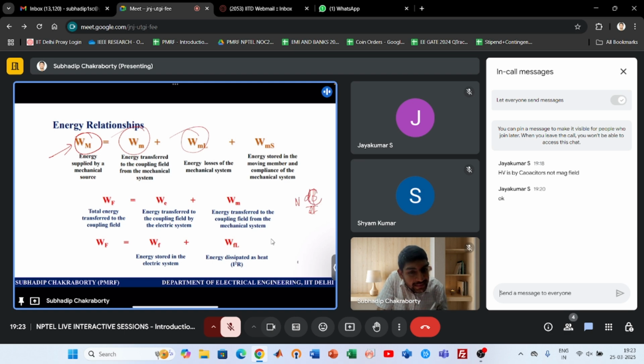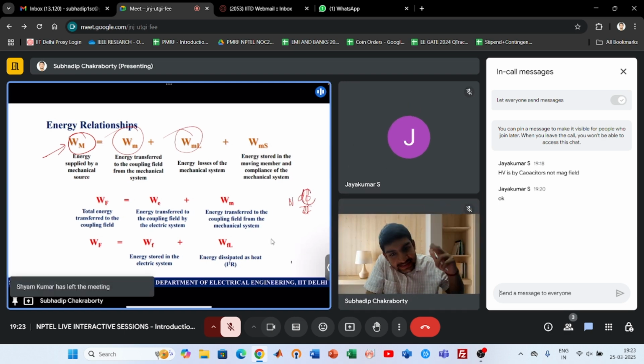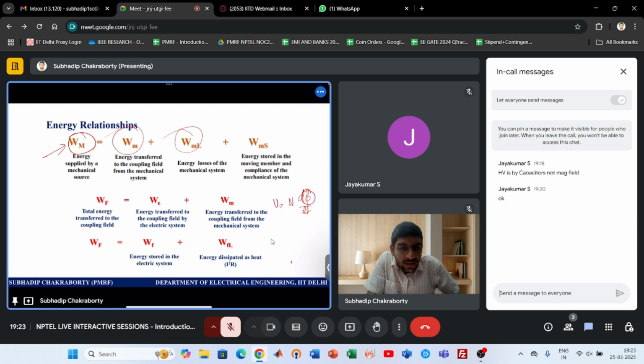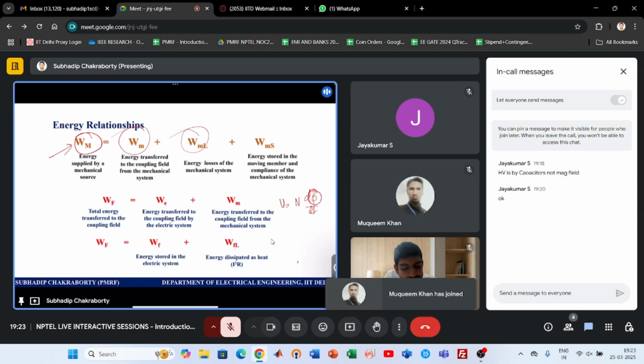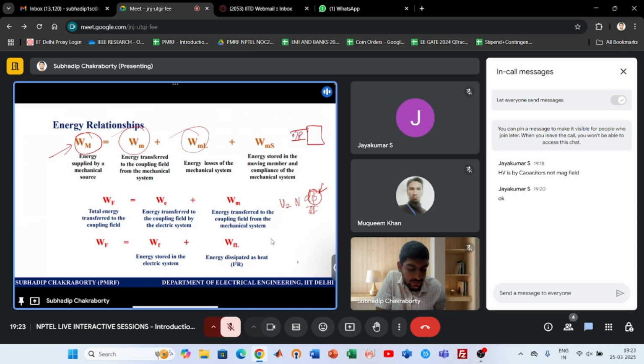Now changing flux can be done in two ways. Either your electric field is changing with time, which is changing the flux, or there is mechanical relative motion, right, which is actually leading to changing flux. So this coupling field needs to be seen from the conversion port. There is an input port and an output port. At the input port, you give one form of energy, and at the output port, you take another form of energy.